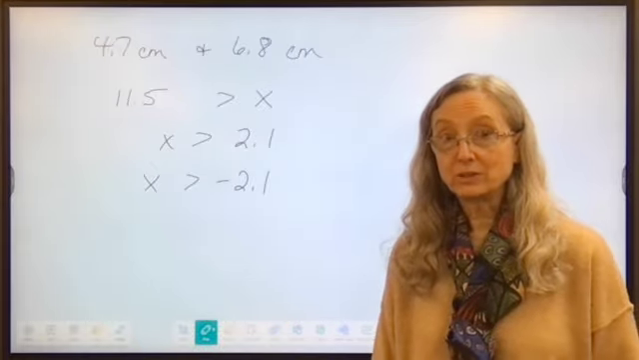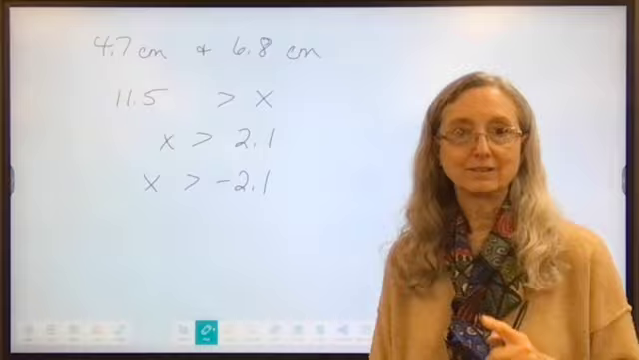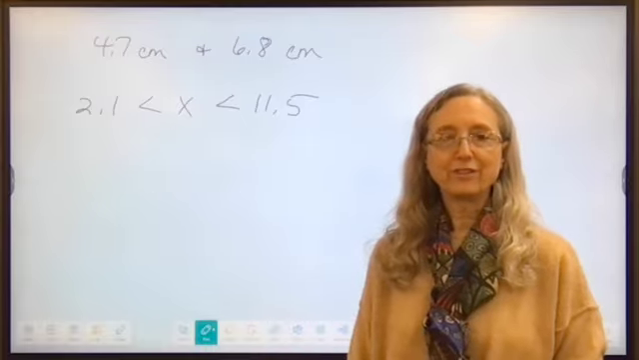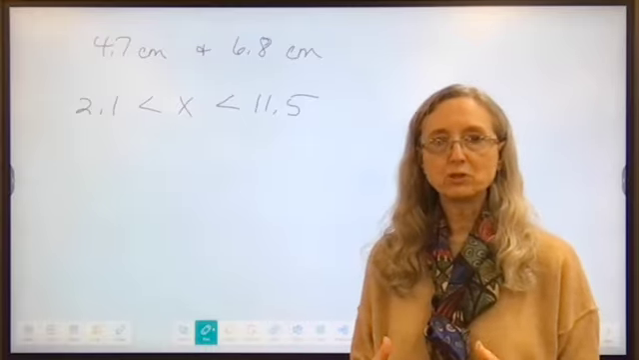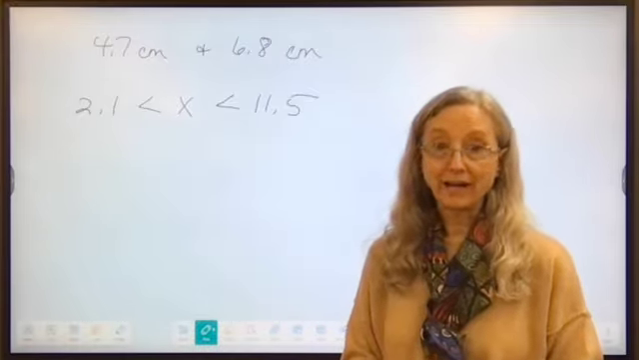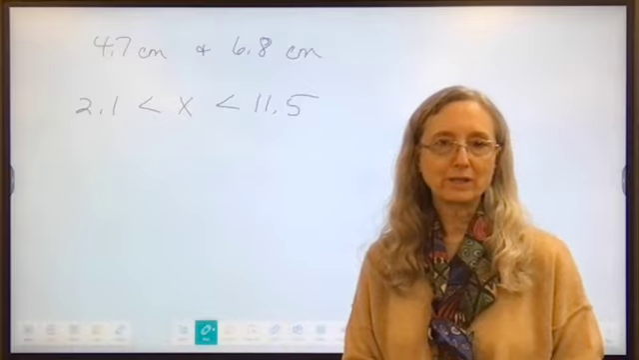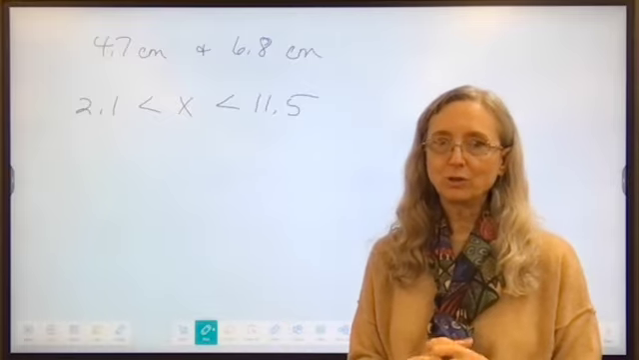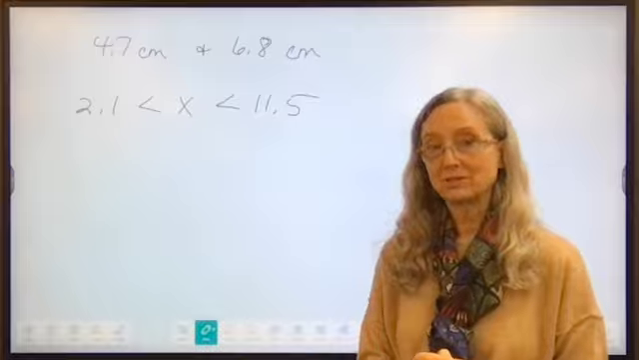So I can write my results, and I want you to write your results like this. Our third side would have to be somewhere between 2.1 centimeters and 11.5 centimeters. That's the way that you would do it. But let me show you how we came up with those numbers.